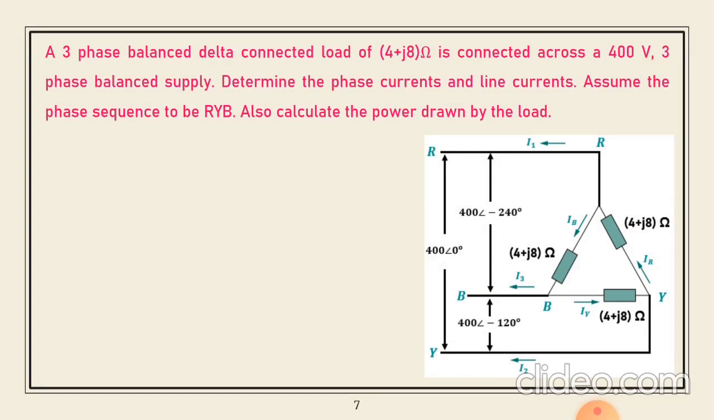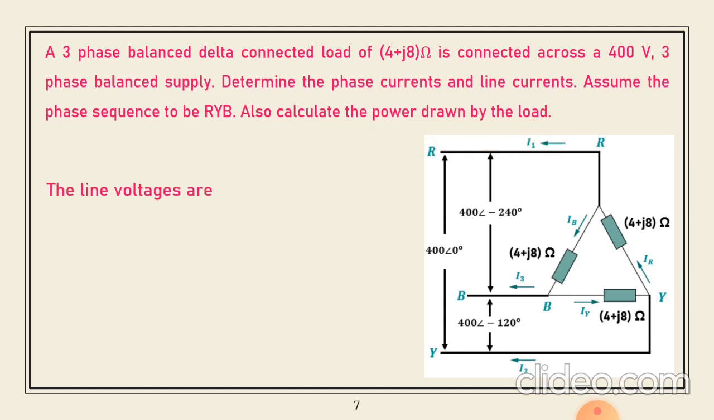A three-phase delta connected balanced load is given. That means all the three phases will have the same impedance, 4 plus j8 ohms, and a 400 volt three-phase supply is given across it. You are asked to find the phase currents and line currents and also the power drawn by the load.